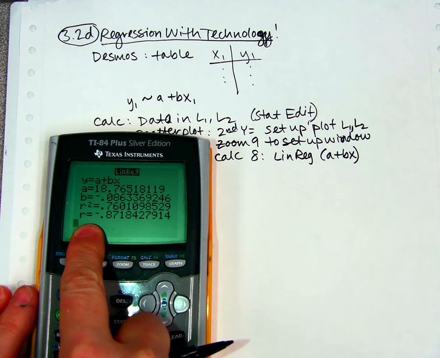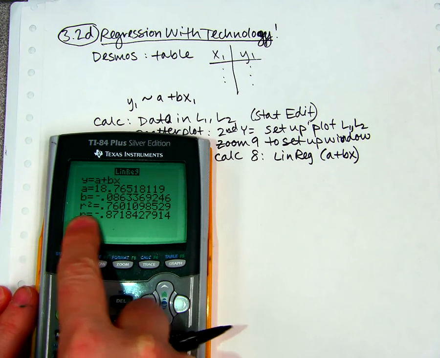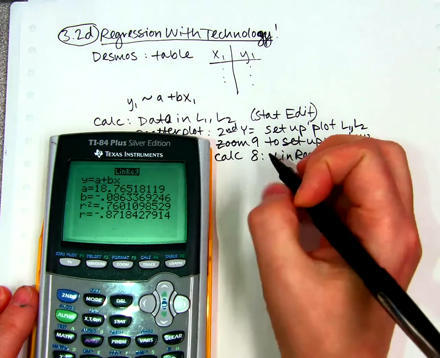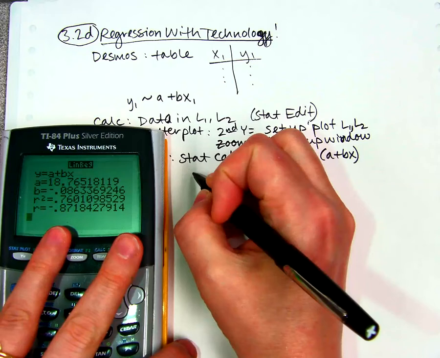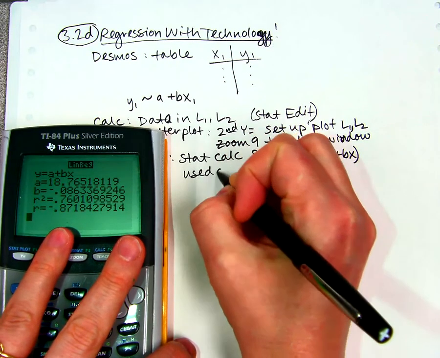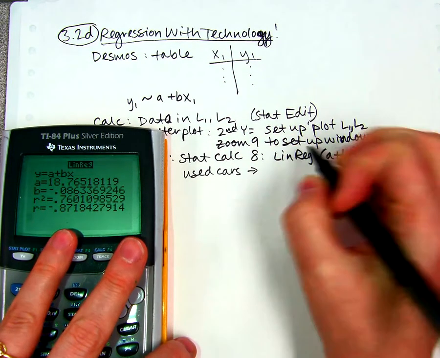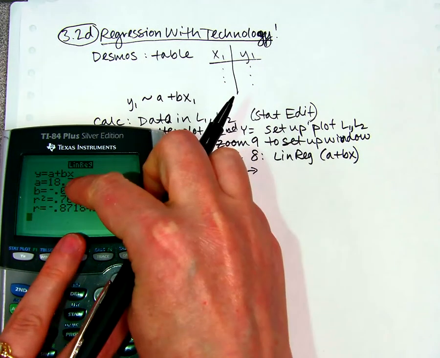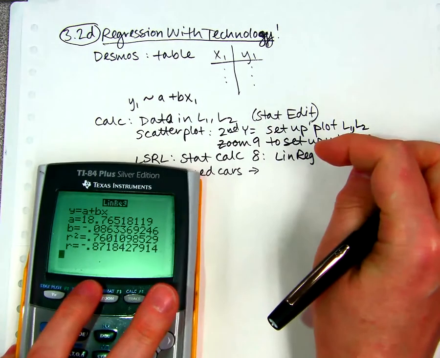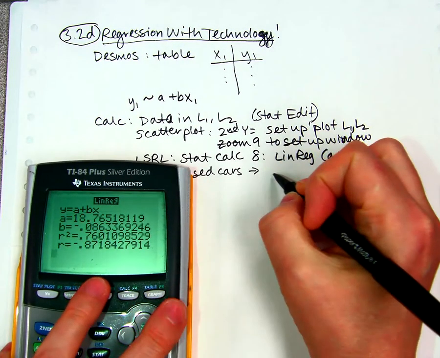So my R value is negative 0.87. My R squared is 0.76. We've seen those numbers before. I'm using the used cars data, and it happens to give you what A and B are, and the equation in case you forgot which one you chose. So if you forgot whether A was the slope or the y-intercept, you can look at that.